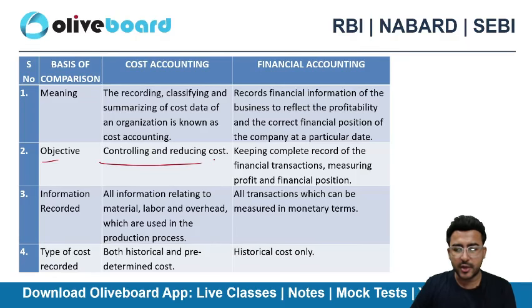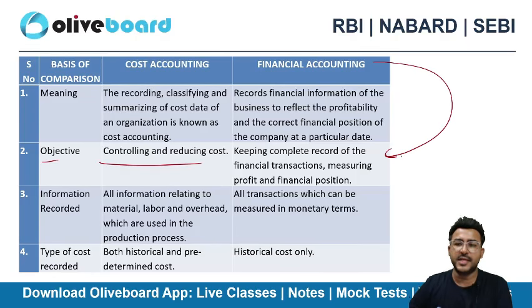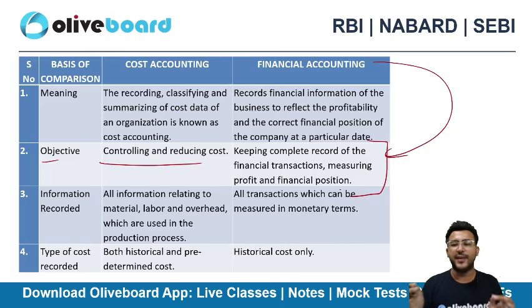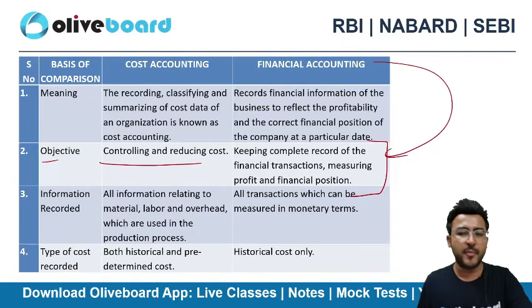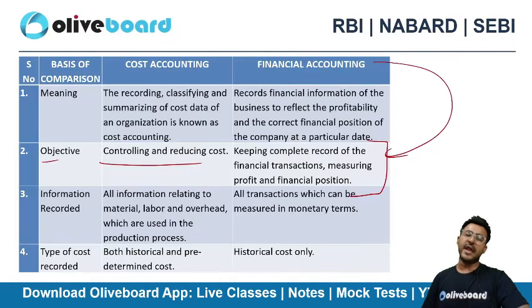Objective here is controlling or reducing the cost. Financial accounting objective here is to give a complete record of financial transactions so that people can know my profitability, they can know my financial position.